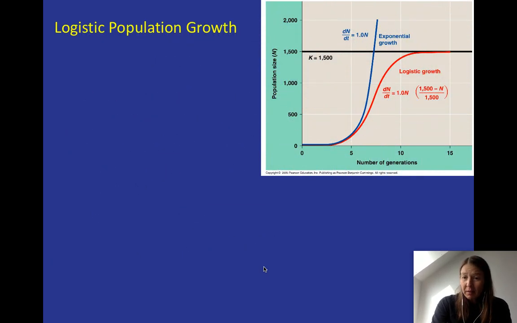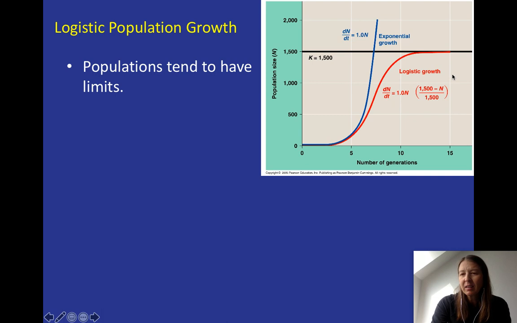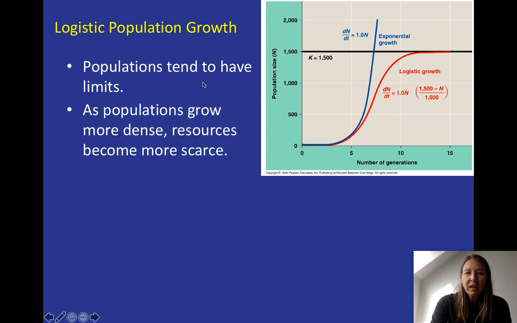But a lot of the species that we would be looking at follow this logistic growth curve. So that's the second curve. Here's the exponential curve, but a lot of species tend to level out. We call these guys K-selected species because they tend to hover around something called carrying capacity that we represent with a K. So populations tend to have limits.